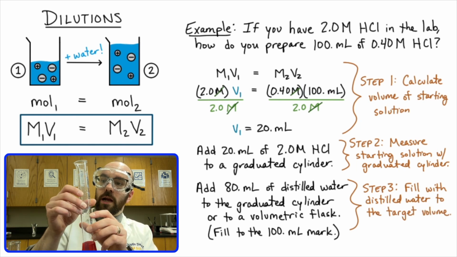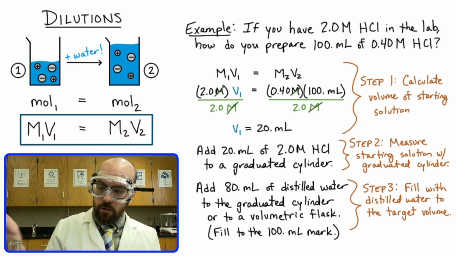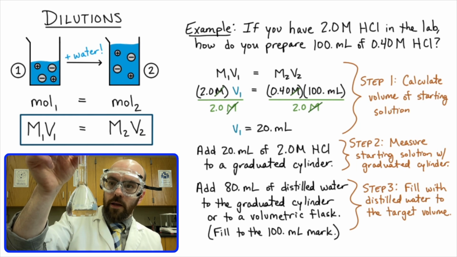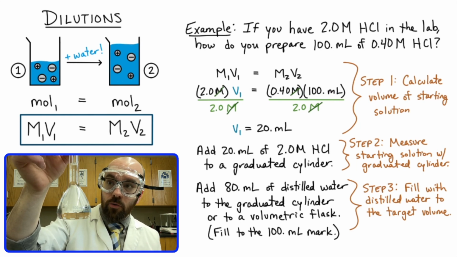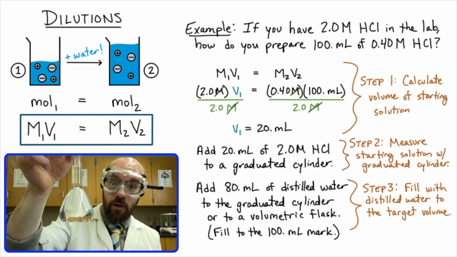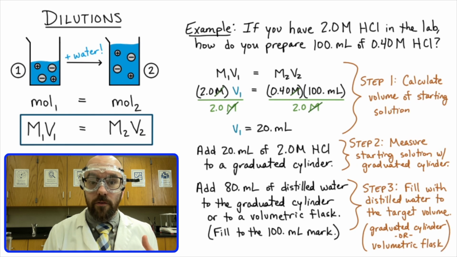We could have added it directly to here and filled up to the 100 milliliter. But to get a little bit better, more precise result, we did that in the volumetric flask. And we added 80 milliliters of water to bring us to a total of 100 milliliters of solution. And like I said, that last step you can do with a graduated cylinder or a volumetric flask.